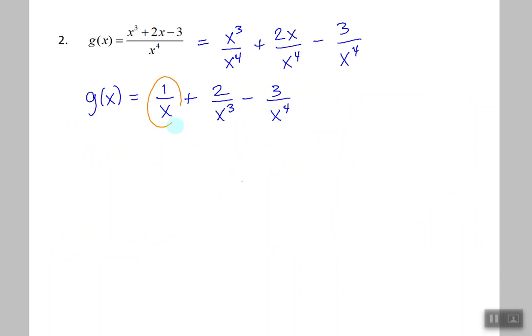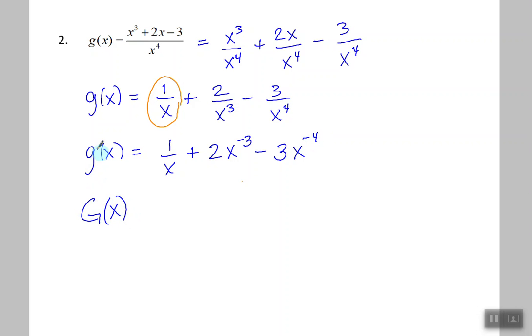So this one will stay as 1 over x while I rewrite the others so I can use my power rule. G of x equals 1 over x plus 2 times, I bring the x cubed up and it becomes x to the negative 3, minus 3 times, I bring x to the fourth up and it becomes x to the negative 4. Now I'm ready to take my antiderivative. I use my uppercase G to symbolize the antiderivative of lowercase g. I remember that 1 over x's antiderivative is natural log of absolute value of x, plus 2 is a constant multiple, so that hangs out in front while I do my backwards power rule.